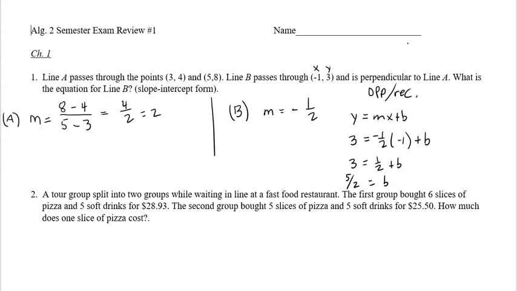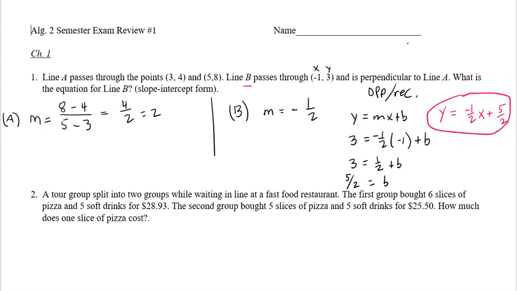So my final answer for this line called b is y equals negative 1/2 x plus 5/2. And that is your answer for number 1.